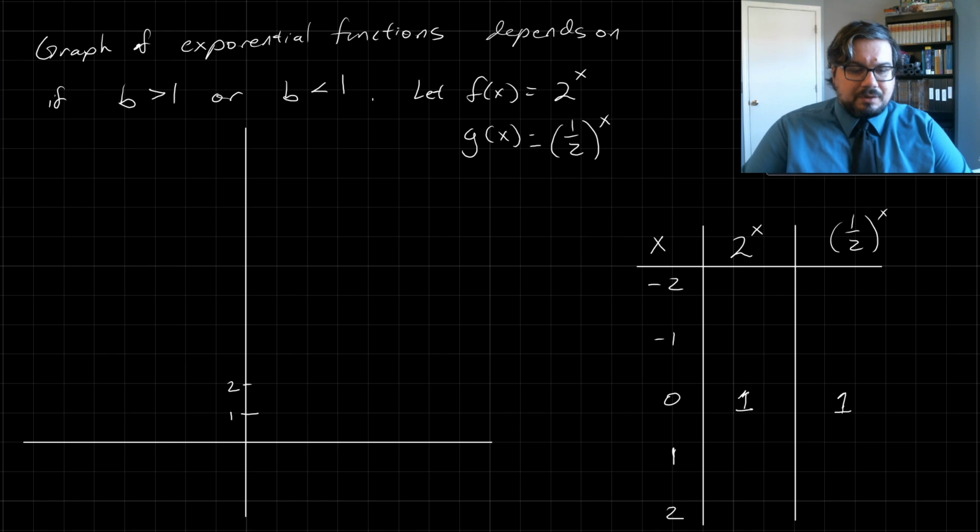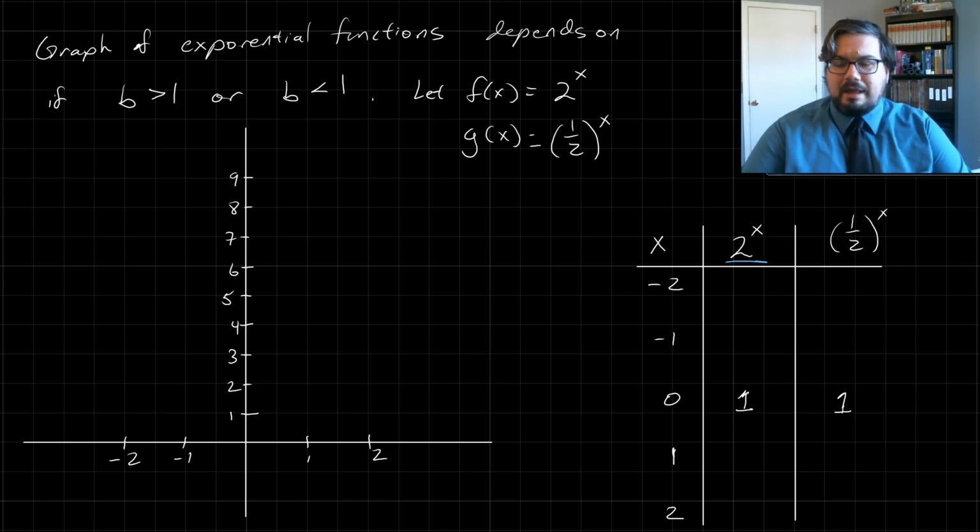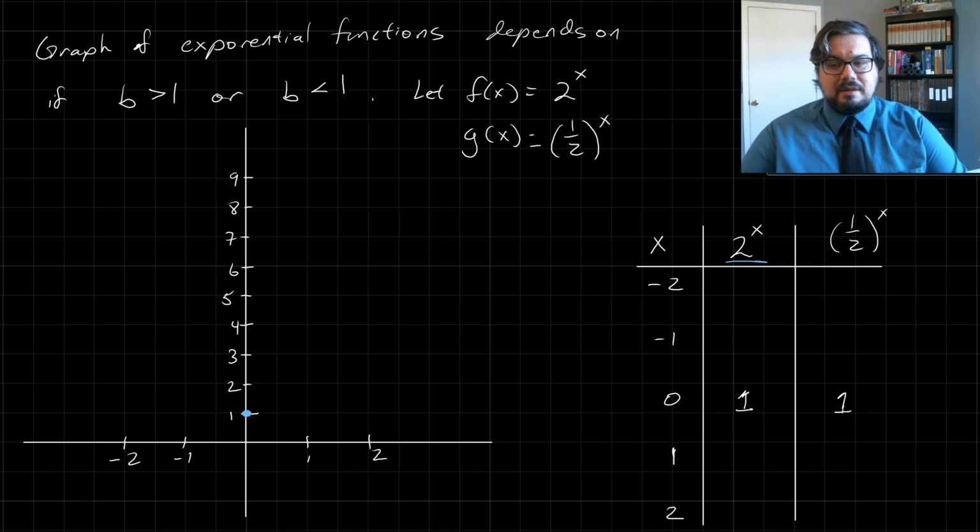So I'm going to label the graph this way. All right, so we've got 1 and 1 here. As we go through, I'm going to plot the points on the graph of f of x, but then we'll come back and plot the points on g of x. All right, so we have the point 0, 1 that's on the graph of 2 to the x.